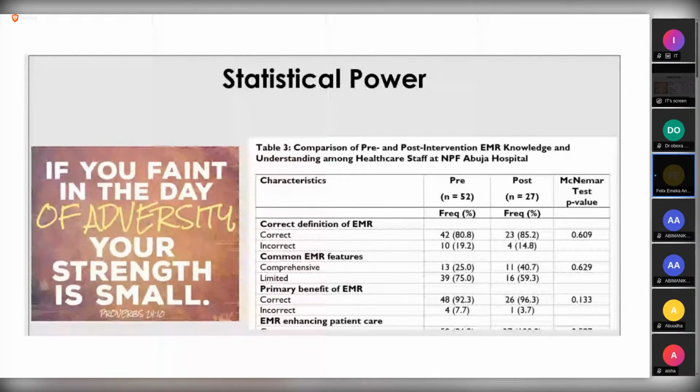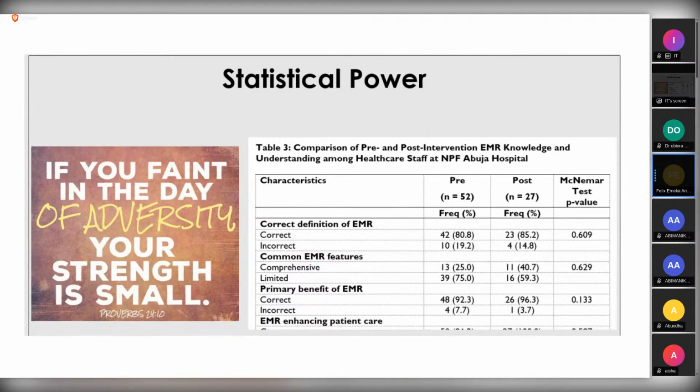Now, the test we used to check for the difference in the percentages is the McNemar test. Now, we didn't use a chi-square. I don't know if I mentioned this. If you're checking for differences in percentages, the standard test of significance to use is the chi-square. But that is only for independent percentages. But this is pre and post, more like paired. What happened before the intervention and what happened after the intervention. So it is almost the same population.